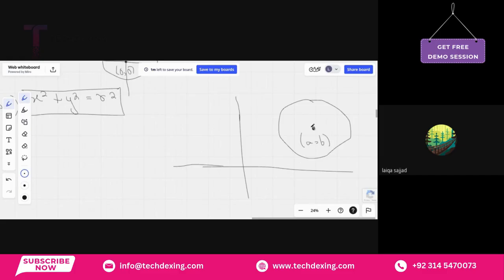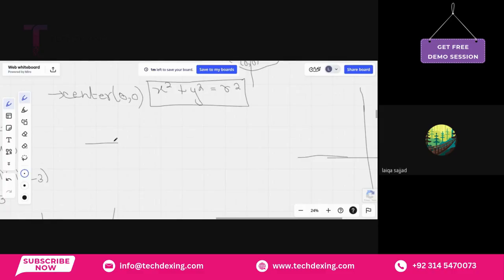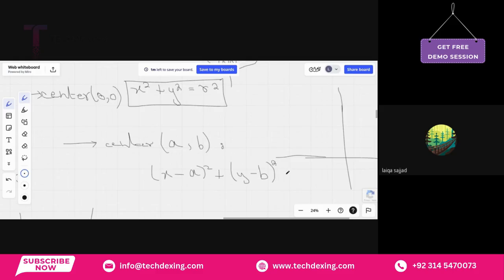So now to find the relation between the radius and any point that exists on the circumference of this circle, we can use a formula. The previous formula is what we use when the center is at the origin, and if it has any other coordinates, where we say that the center has the coordinates a and b, in this case, the formula that we use is x minus a square plus y minus b square equals r square. So this is the second formula that we use.